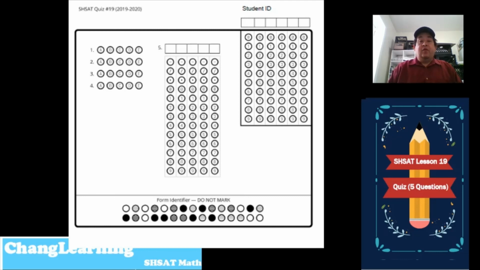Then please print the form and send it to the Chang Learning email, and we will process it and post the grades. If you are unable to print this copy, we will send you a link for the forms to be printed out.